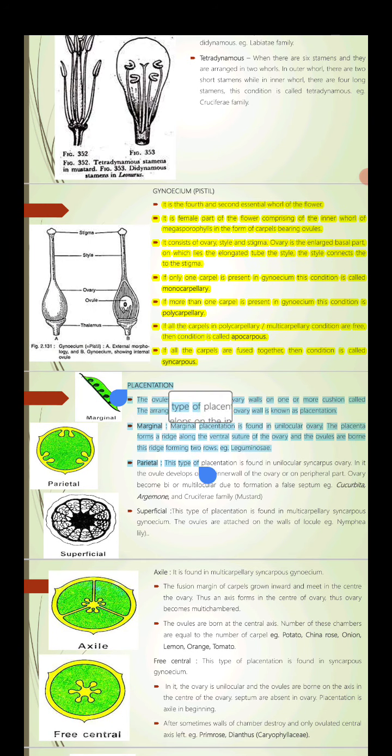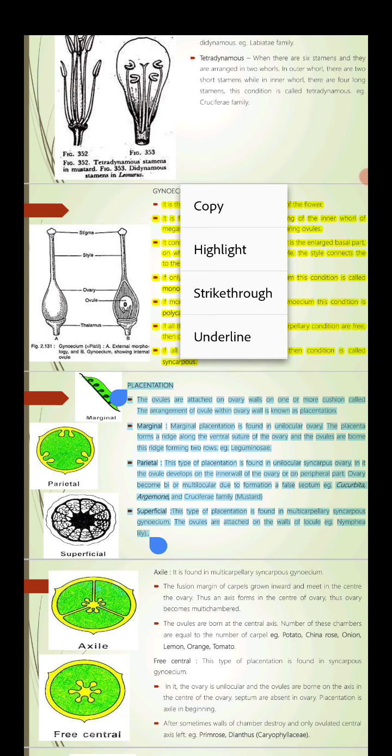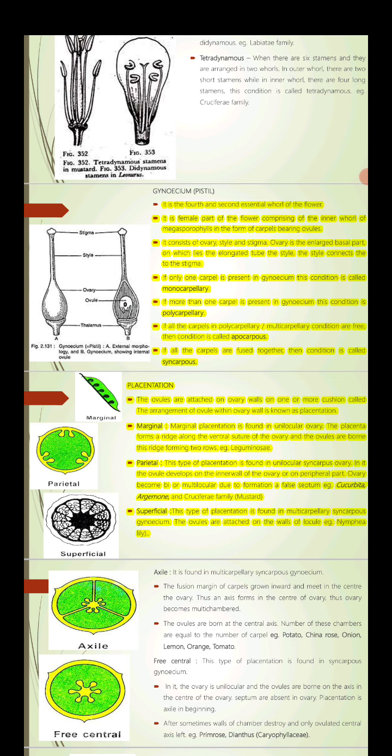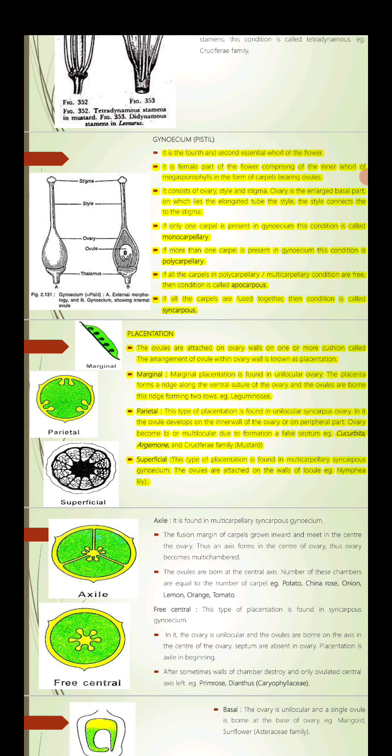Next thing is the placentation. What's the meaning of the placentation? The arrangement of the ovules attached on the ovary wall on one or more cushions within the ovary is known as placentation. There are a few types of placentation. First one is the marginal. Just look at the structure. The marginal placentation is found in the unilocular ovary. The placenta forms a ridge along the ventral suture of the ovary, and the ovules are borne on this ridge forming 2 rows.